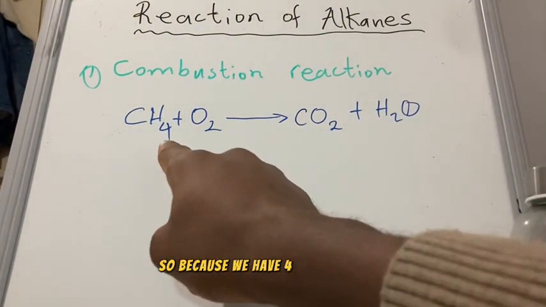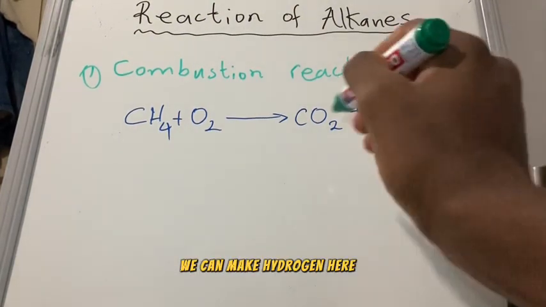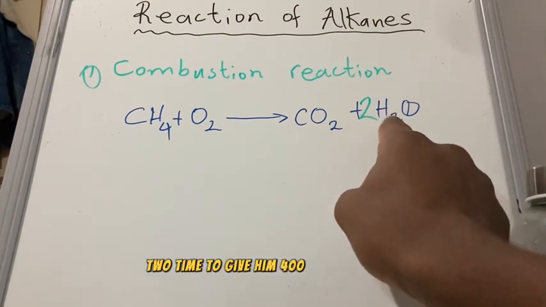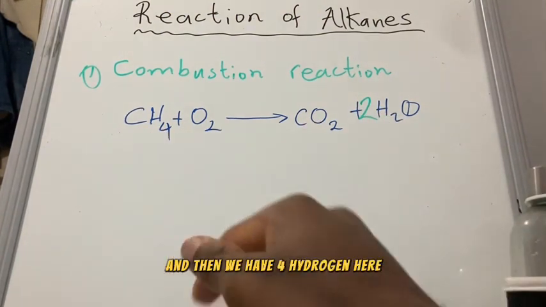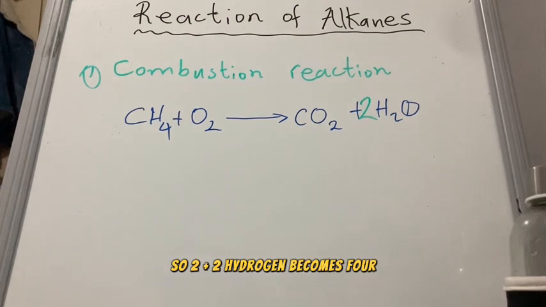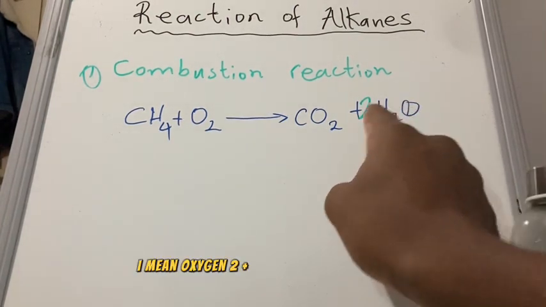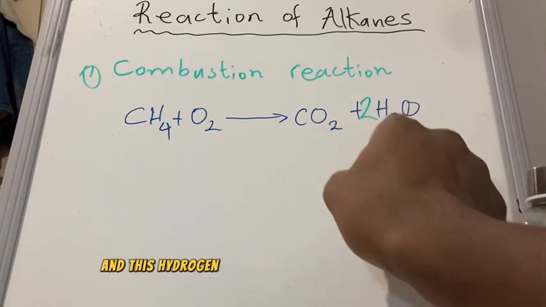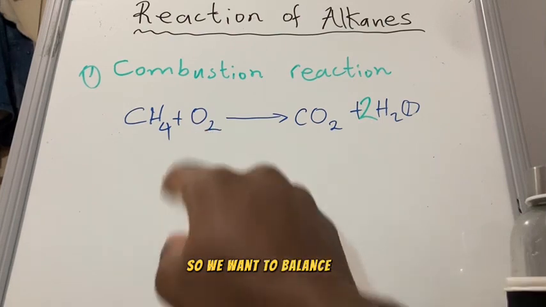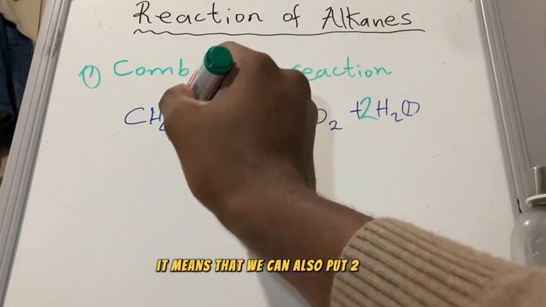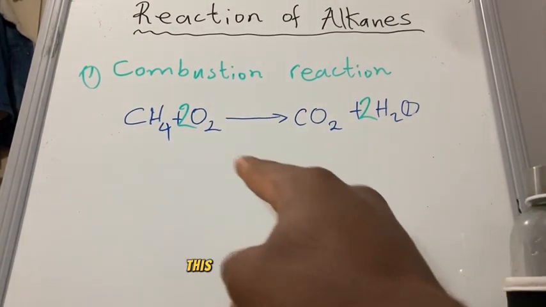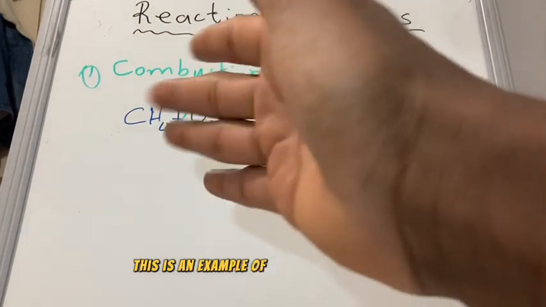Because we have 4 hydrogen here, we can make the hydrogen here 2, making hydrogen here 4, meaning 2 times 2 giving 4 hydrogen, and then we have 4 hydrogen here. This hydrogen obviously becomes 2, so 2 plus 2 hydrogen becomes 4. Oxygen, 2 plus 2 oxygen becomes 4 here, and this hydrogen becomes 4, making this balanced. But oxygen here is 4, so we want to balance this. It means that we can also put 2 here, making oxygen balanced. In this case, this whole reaction is balanced, and this is an example of combustion reaction.